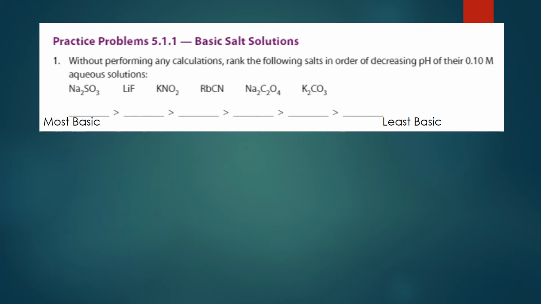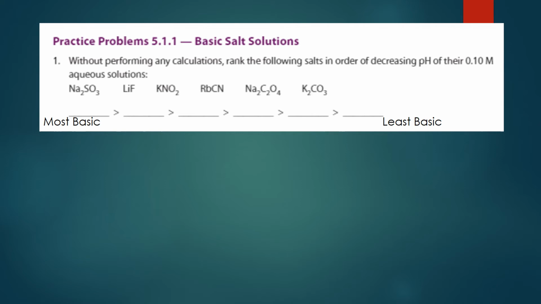So with this practice question, it says, without performing any calculations, rank the following salts in order of decreasing pH of their 0.1 molar aqueous solutions. So we're looking to figure out what is the most basic and then go down to the least basic. So I'm going to be dissociating all of those. I'm going to take the sodium separate from the sulfite, and the sodium is a spectator ion, so I'm just going to look at that sulfite and try to figure out where it ranks on the chart.